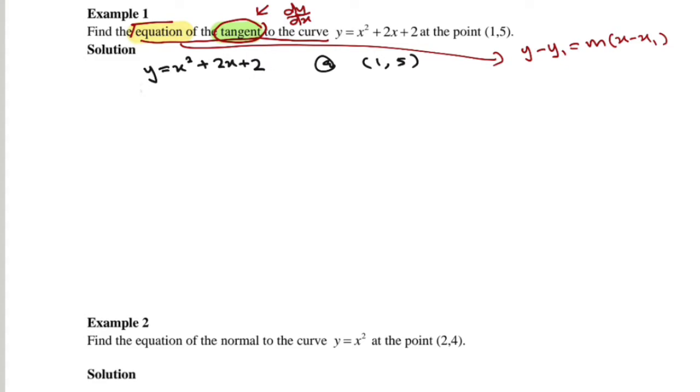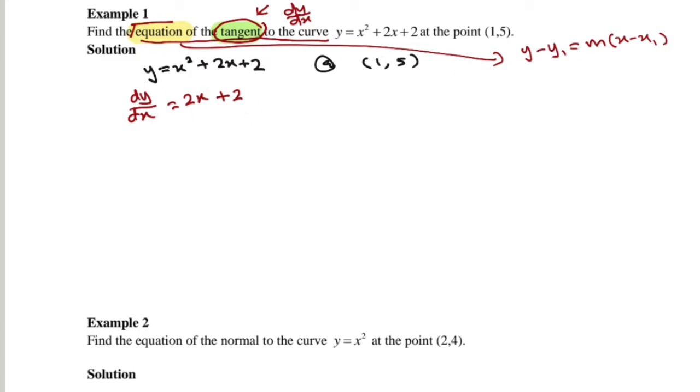This is an explicit function, so just differentiate it as usual. Differentiate x squared with respect to x, you get 2x. Differentiate 2x, you get 2. Differentiate a constant, you get 0. Now this is your gradient.